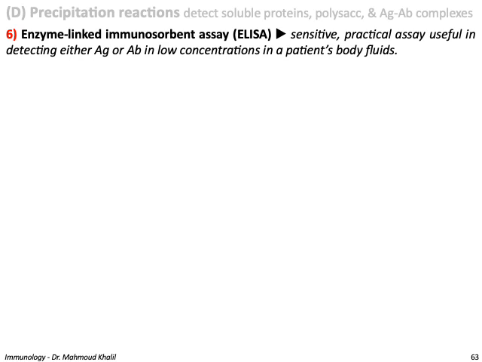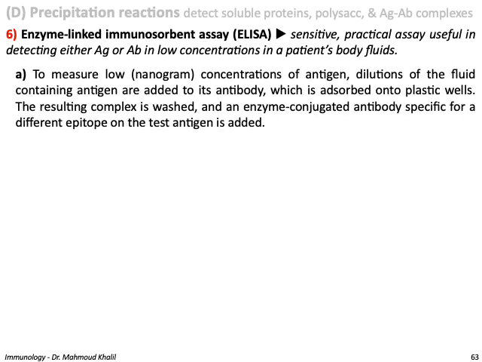The next test for precipitation reaction is the enzyme-linked immunosorbent assay, ELISA. It's a very sensitive practical assay useful in detecting either antigen or antibody in low concentration in a patient's body fluids. It's used to measure low, up till nanograms concentration of antigen. Dilutions of the fluids containing antigen are added to its antibody, which is adsorbed on plastic wells. The resulting complex is washed. Of course, we said before that washing is removing the excess unbound. And an enzyme-conjugated antibody specific for a different epitope on the test antigen is added.